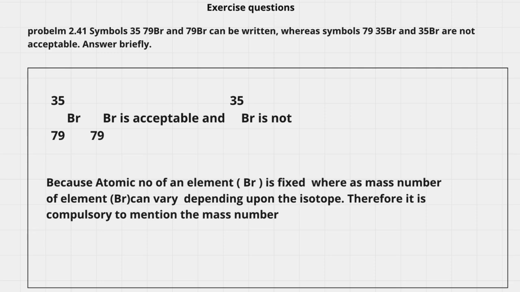Problem 2.41. Symbols ³⁵₇₉Br (bromine-79 with atomic number 35) and ⁷⁹Br can be written, whereas symbols ⁷⁹₃₅Br and ³⁵Br are not acceptable. Answer briefly. Solution.